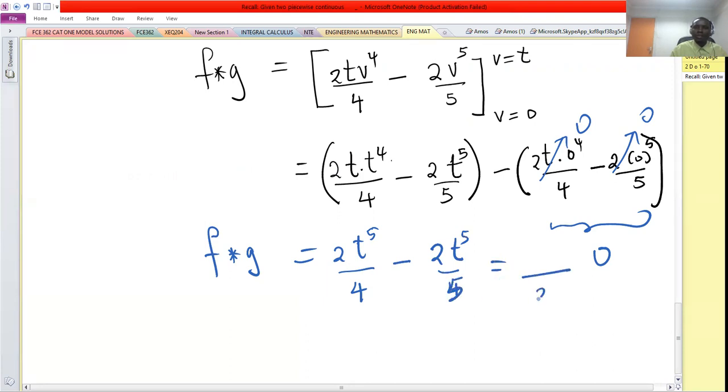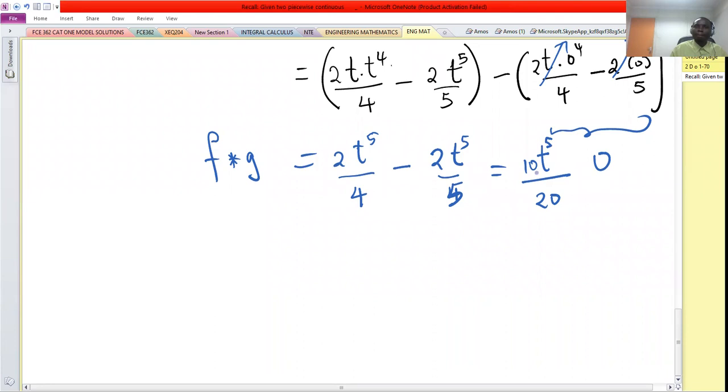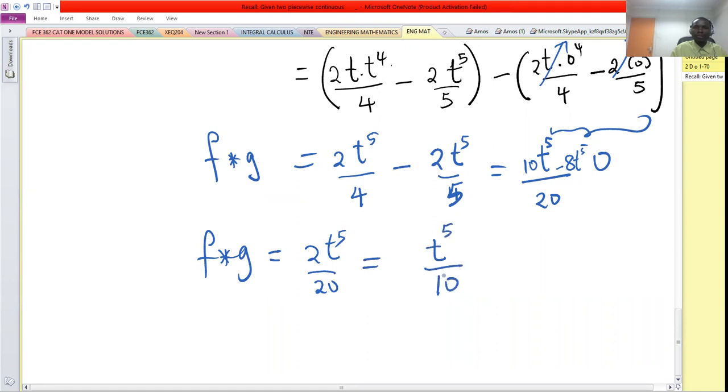The LCM here is 20. So 5 times this will give us 10t power 5, and then minus 8t power 5. So f star g will give us 10 minus 8 is 2, so 2t power 5 divided by 20, which on simplification gives you t power 5 over 10. So this is one way.